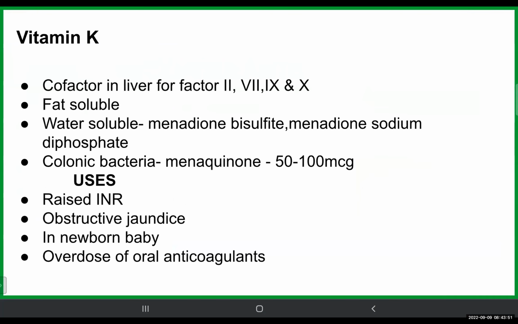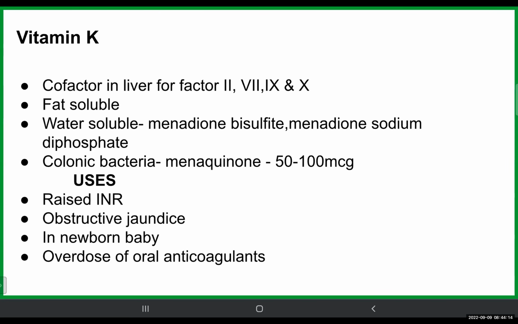The water soluble vitamin K, that is the menadione sodium bisulfite and menadione sodium diphosphate, directly go into the portal circulation. And colonic bacteria also form vitamin K for us, that is menaquinone, K2, 5 to 200 microgram per day. So normally it does not produce a deficiency.